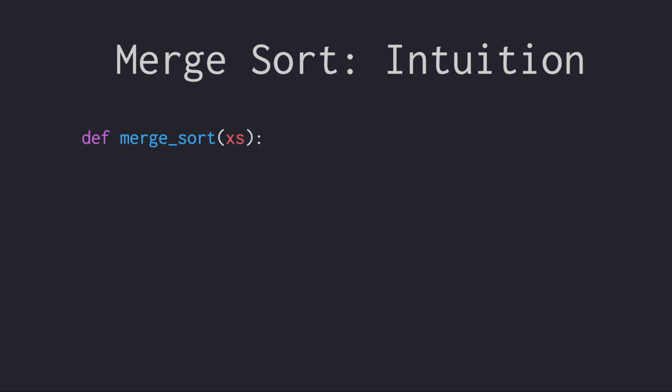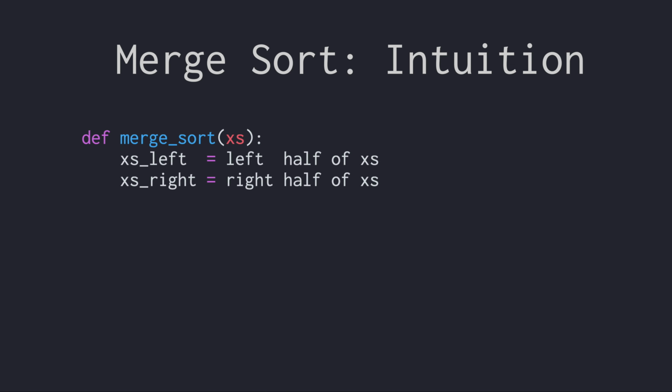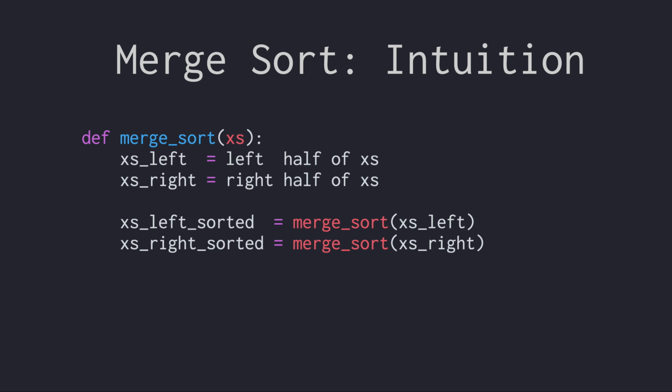Merge sort is a function that takes in a list, and you split the list into two halves. So left half and right half, called x's left and x's right in this case. And they're approximately the same size. Now we're going to sort each half. So we're going to sort x's left and we're going to sort x's right.